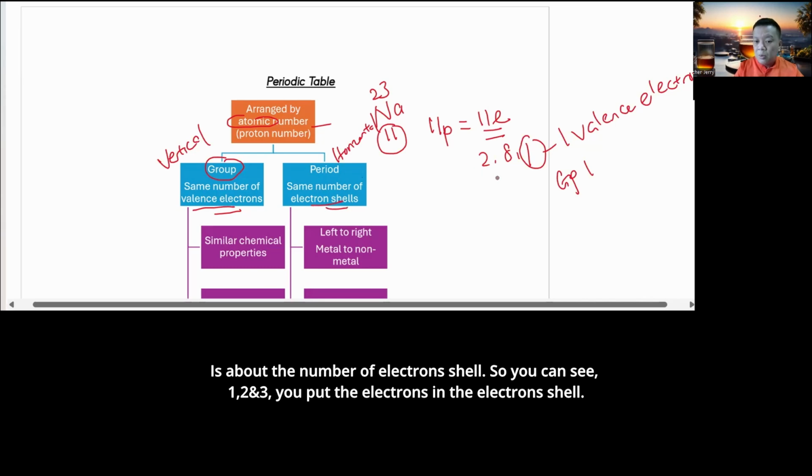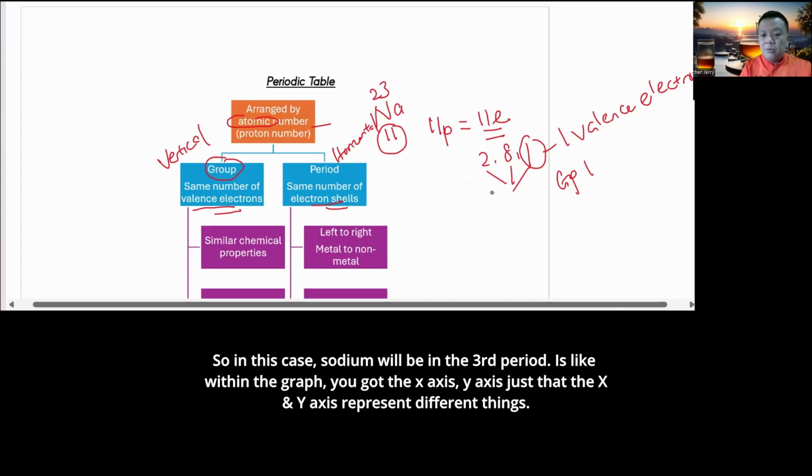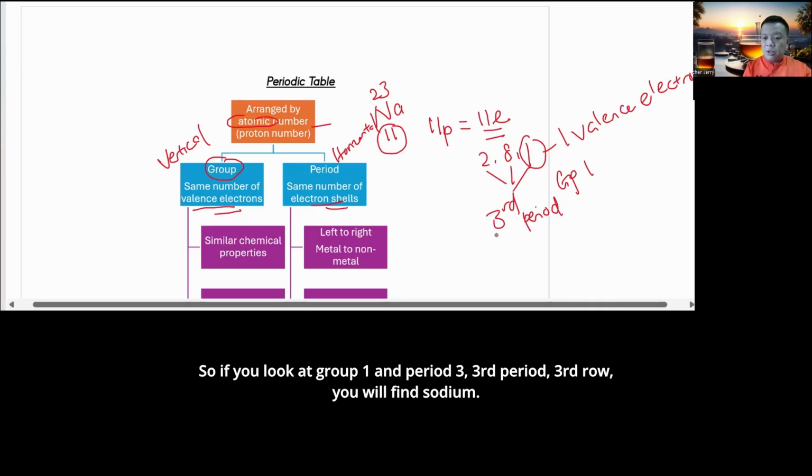So you can see one, two, three. We arrange the electrons in the electron shells. So in this case, sodium will be in the third period. So it's like reading a graph. You have the x-axis and the y-axis, and they represent different things. So if you look at group one and period three, the third row, you will find sodium. So that's what we mean by arranged by atomic number, the proton number.